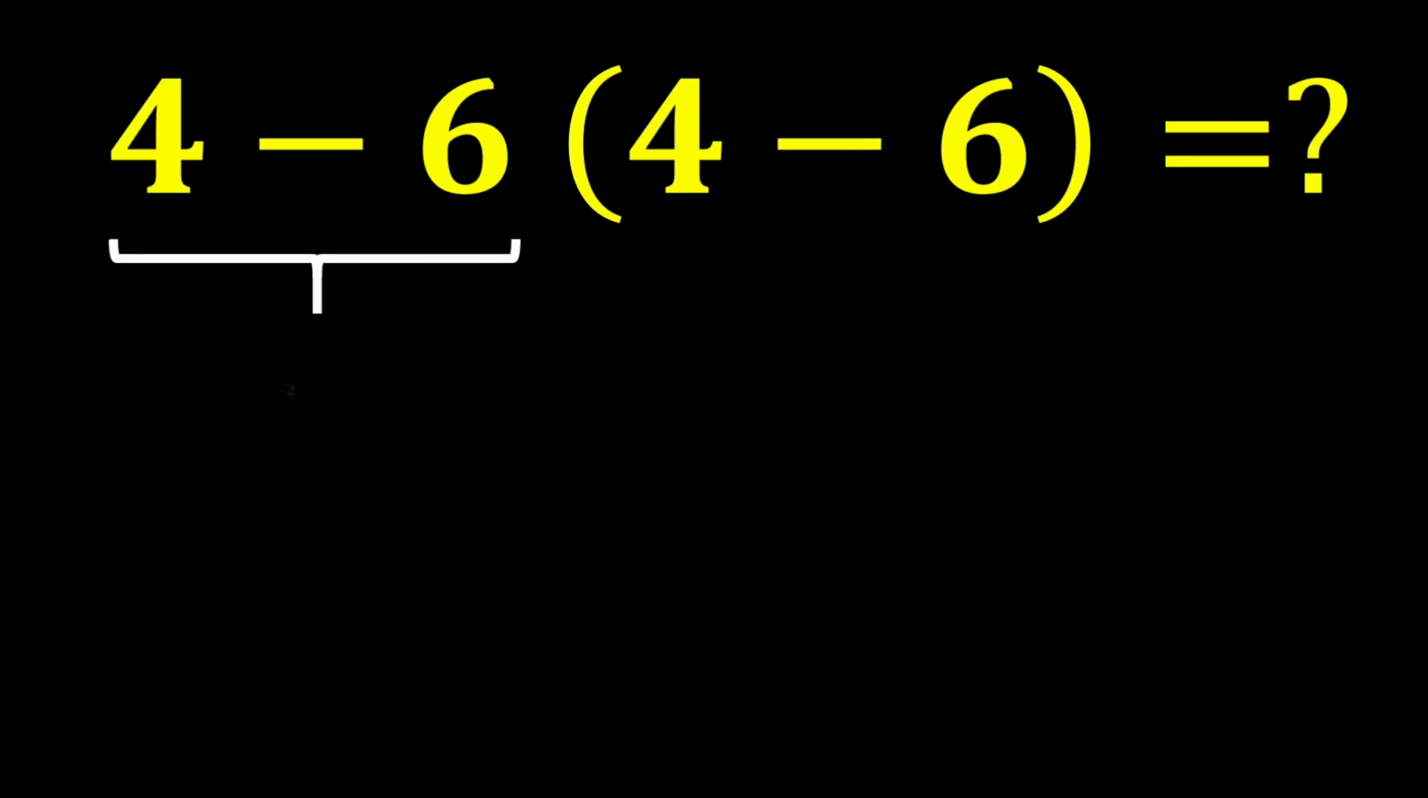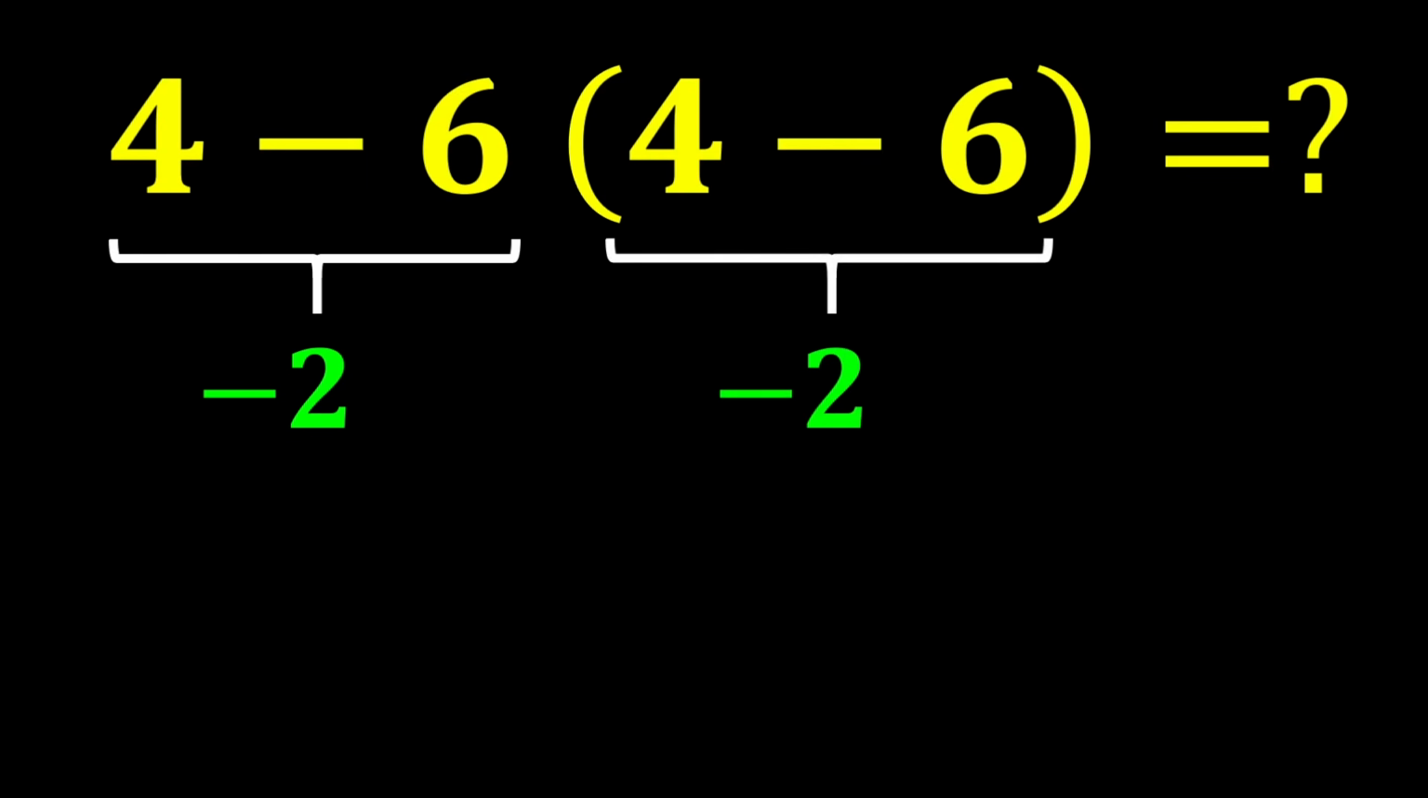4 minus 6 gives us negative 2, and again, inside the parentheses, 4 minus 6 gives us negative 2. In the end, negative 2 times negative 2 gives us 4, which is our final answer.